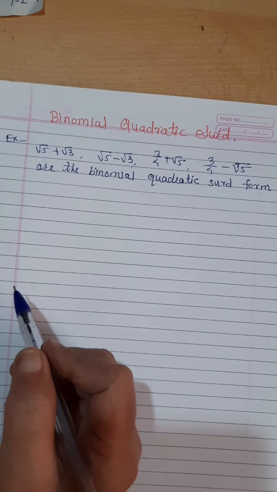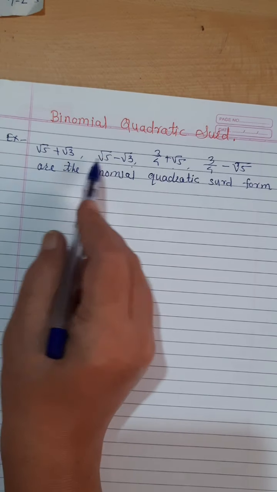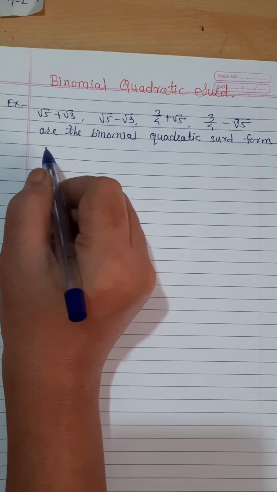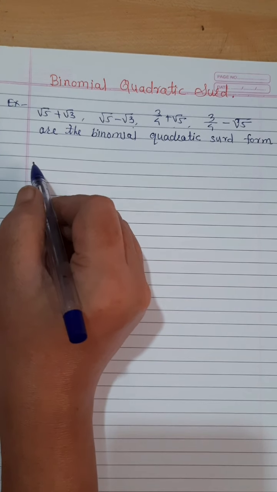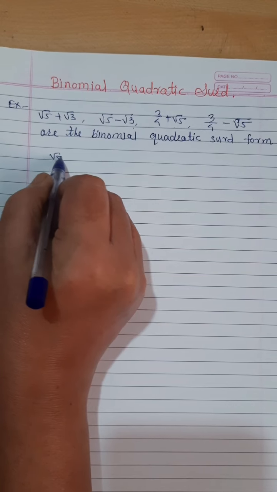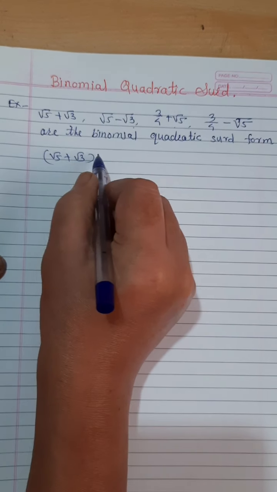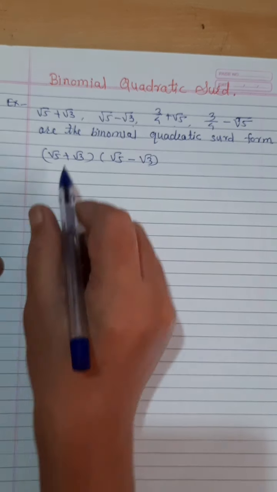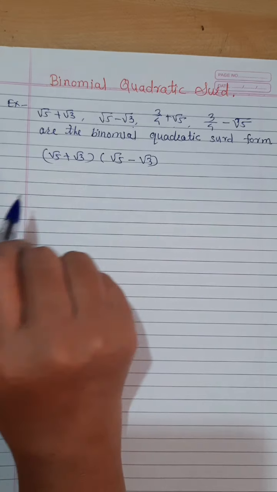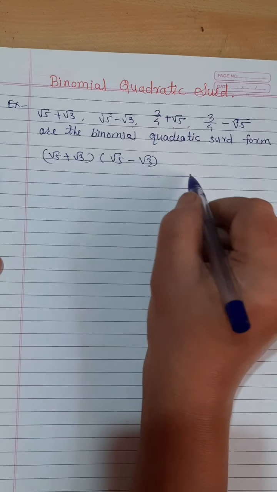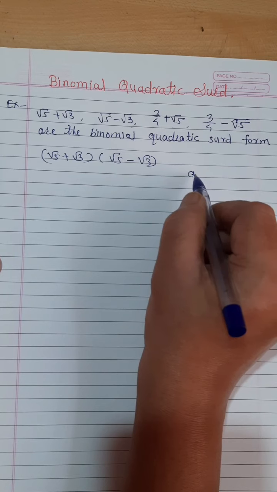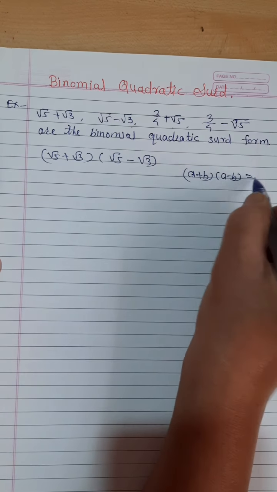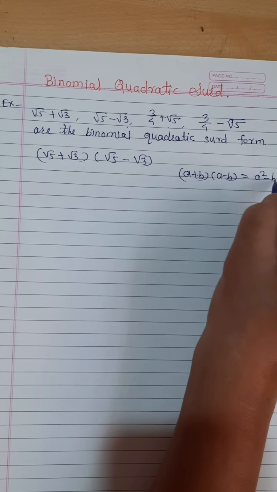Then let us find the product of two binomial surds. Root 5 plus root 3 multiply root 5 minus root 3. Product of these two binomial surds. We know the formula and its expansion: a plus b into a minus b is equal to a square minus b square.